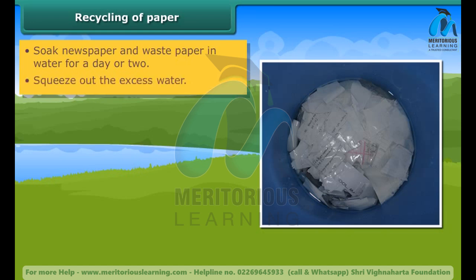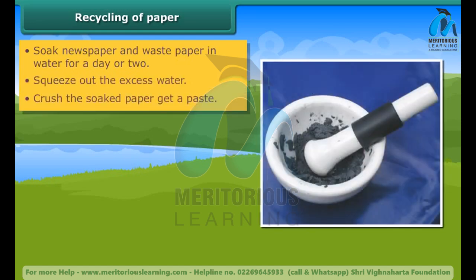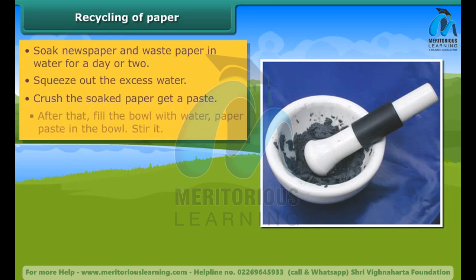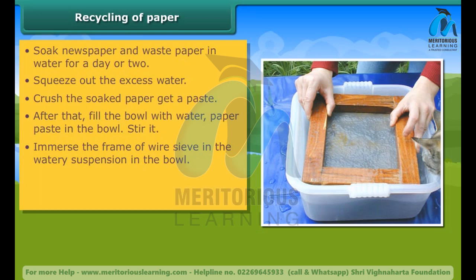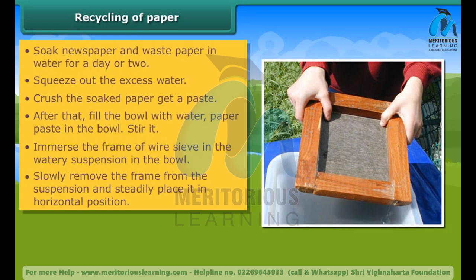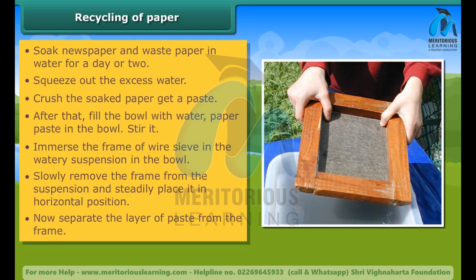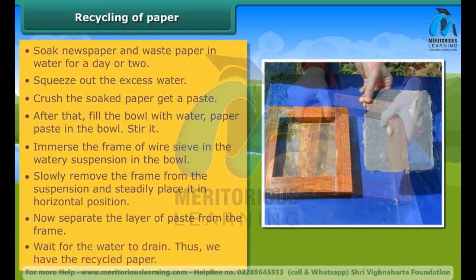Squeeze out the excess water. Crush the soaked paper to get a paste. After that, fill the bowl with water, put the paper waste in the bowl, and stir it. Immerse the frame of wire sieve in the watery suspension in the bowl. Slowly remove the frame from the suspension and steadily place it in horizontal position. Now separate the layer of paste from the frame. Wait for the water to drain. Thus we have the recycled paper.